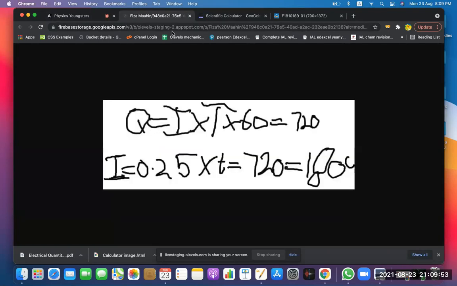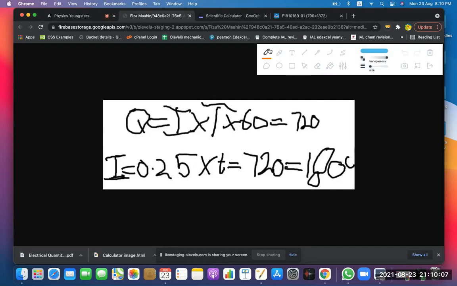Now let me use Fiza's one. Q is equal to IT. Very good, Fiza. Your final answer is also correct. But here, look, Fiza, you will not have to write it here. You will just write this formula first. First, you will write Q is equal to IT. Muhammad, please keep yourself muted.